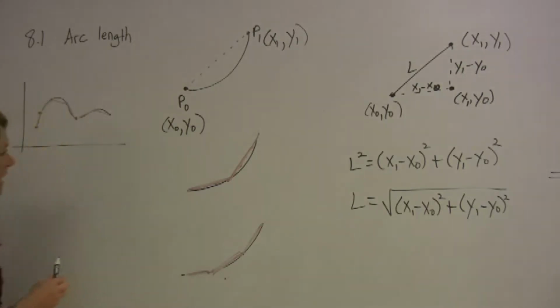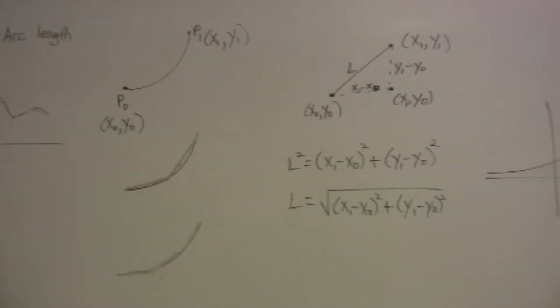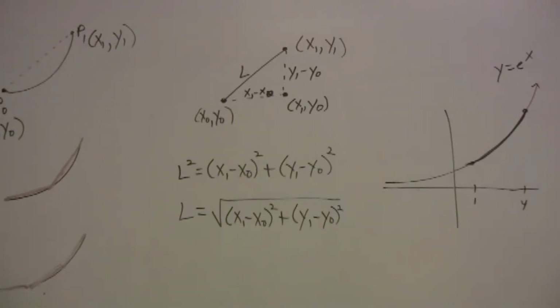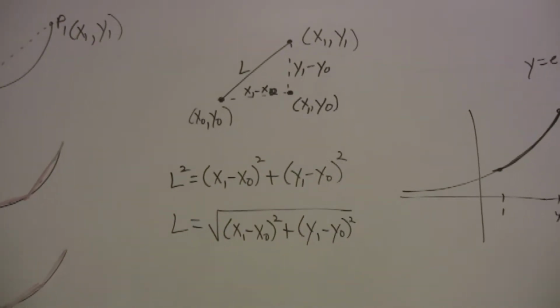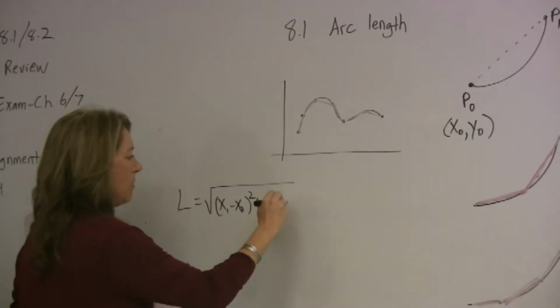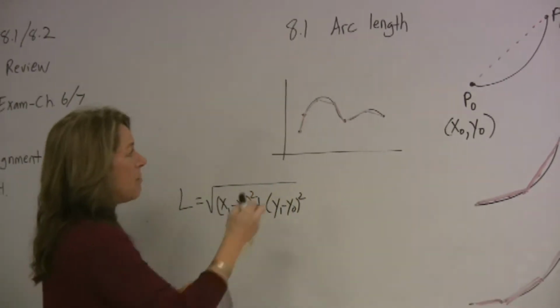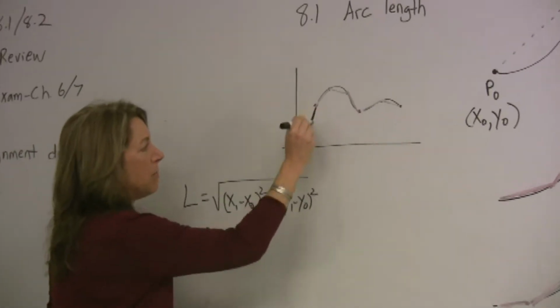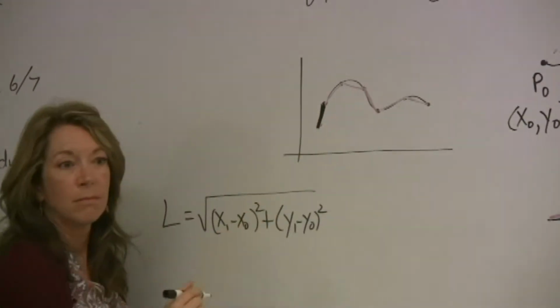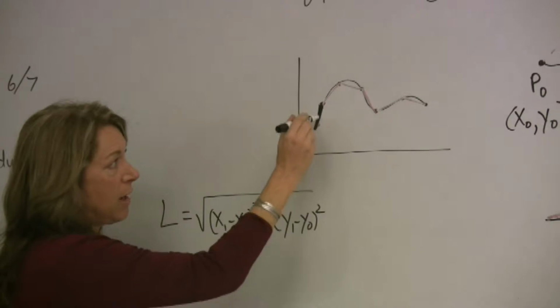Okay, so now I'm going to take that. I think I'll bring it over here. I'm going to take that and add up all of our pieces. So I'm going to have (x1 minus x0) squared and (y1 minus y0) squared. That might be just the length of this piece right here, this little short guy.